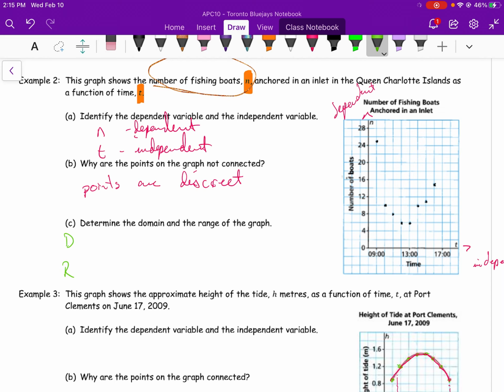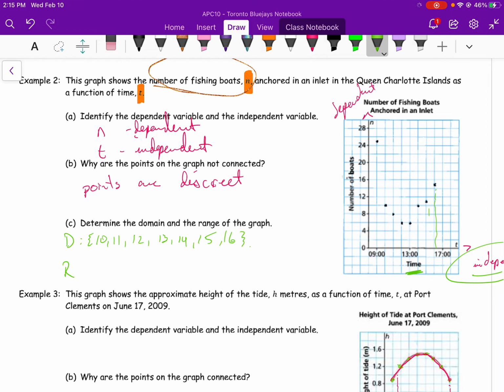So now the domain and the range. The domain comes from the independent variable, and the independent variable is time. And if I notice, I start counting at 10 o'clock, 11 o'clock, 12 o'clock. Now if you notice, I'm just dropping the o'clocks. 13 o'clock, 14 o'clock, 15 o'clock, and 16 o'clock.